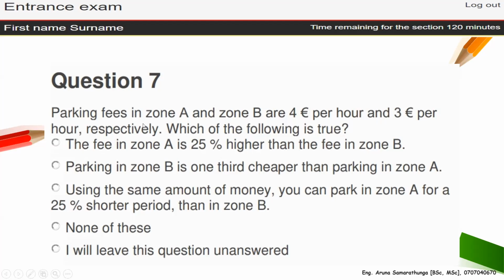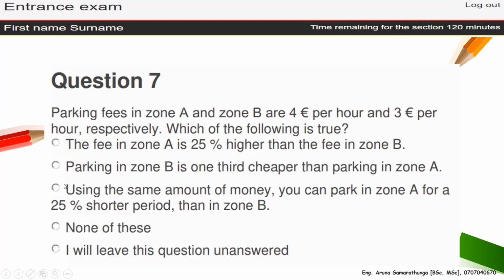Parking fees in zone A and zone B are 4 euros per hour and 3 euros per hour respectively. Okay, so the rate is 4 euros per hour in zone A and 3 euros per hour in zone B. Which of the following is true?